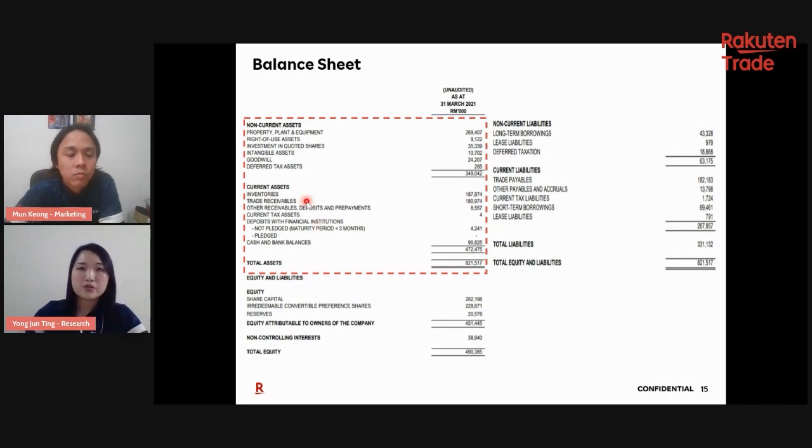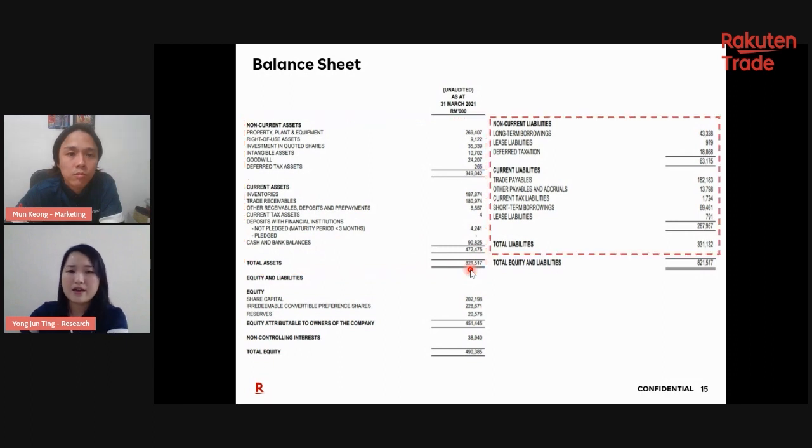It could be due to you have overextended your credit term to your customer and they pay it, but at the same time you're selling fast. So this is not a very good sign. And also you have cash and bank balances that made up your total assets.